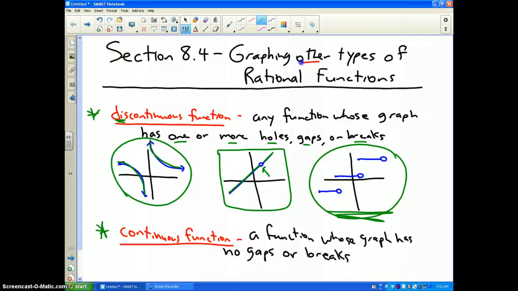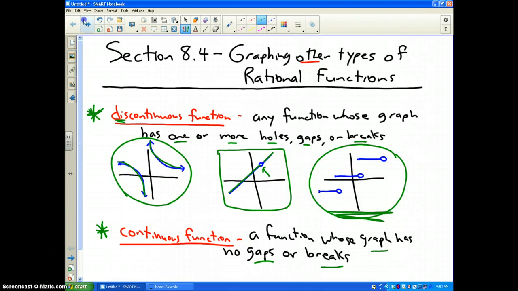A continuous function is all those other functions that we've already studied this year, linear, quadratic, etc. That's a graph who does not have any gaps or breaks in it. Those are the ones you're familiar with. But discontinuous summarizes this particular unit.